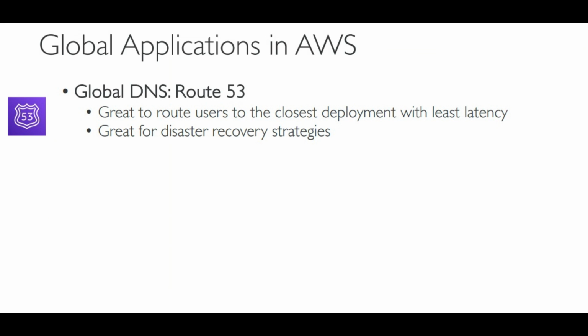Let's dive into the topic of global applications in AWS and the various services that play a critical role in enhancing performance and reliability on a global scale. First, we have the global DNS service, known as Route 53. This is a highly scalable and reliable domain name system service designed by AWS. It's incredibly effective for routing users to the closest deployment with the least latency, which is fundamental for a seamless user experience. Additionally, Route 53 is instrumental in disaster recovery strategies, ensuring that applications remain accessible and functional during unexpected disruptions.